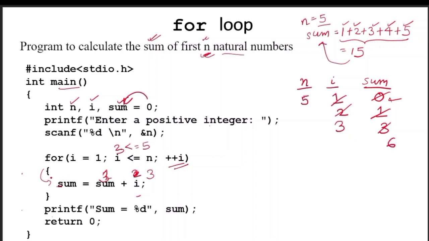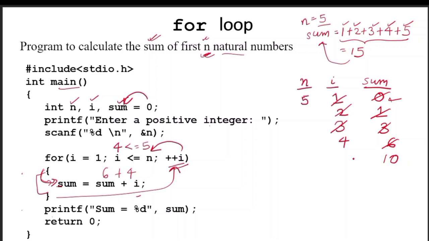Alright. Now after executing the body of the loop, we come back to the update expression plus plus I, that is 4. Alright. Now after update, we check your test condition. So now what is your test condition? I value 4. 4 less than or equal to 5. Condition is true. If true, we enter the body of the for loop. Sum is equal to sum plus I. Sum is 6, I is 4. So we add the values and store it in sum, that is 10.